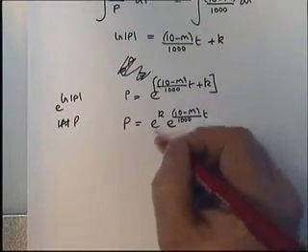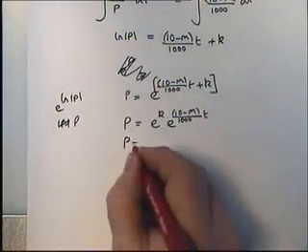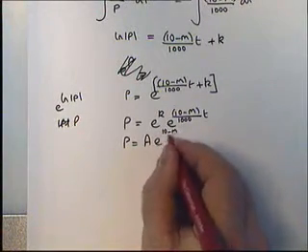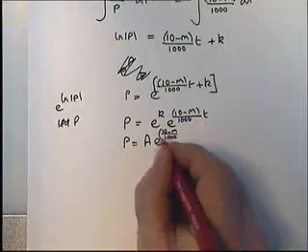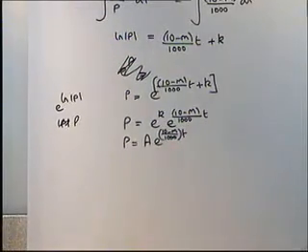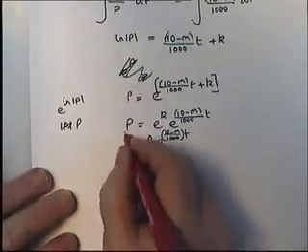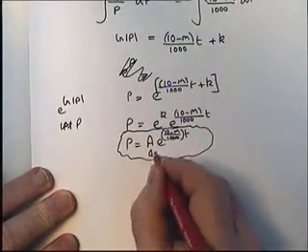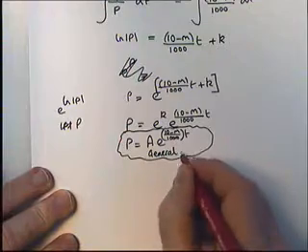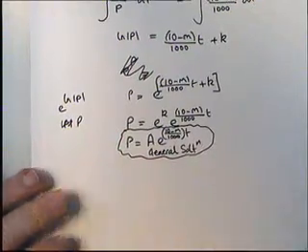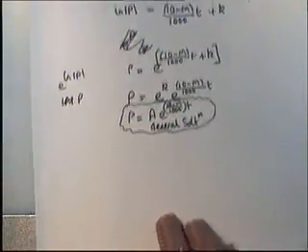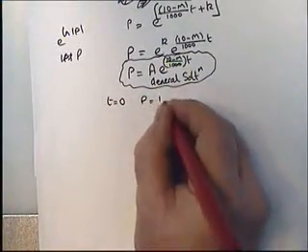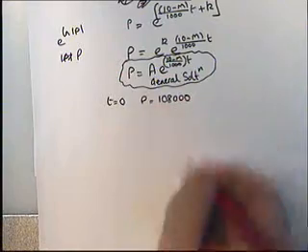And e to the k is a constant, so we can write it as P equals A e to the 10 minus m over 1,000 times t. So that is now the general solution, which we can work on with the boundary conditions, initial conditions, to find the particular solution that we're looking at in this case. And that is when t equals 0, P equals 108,000.